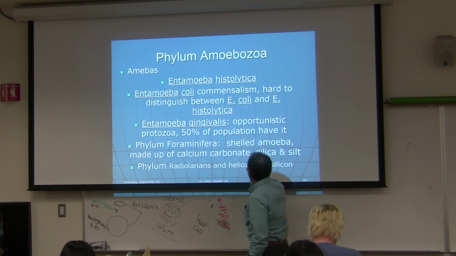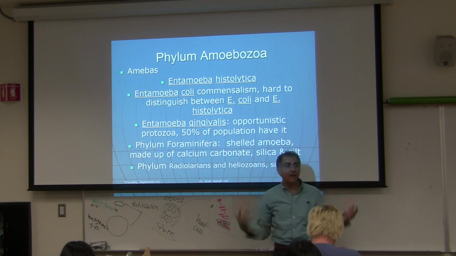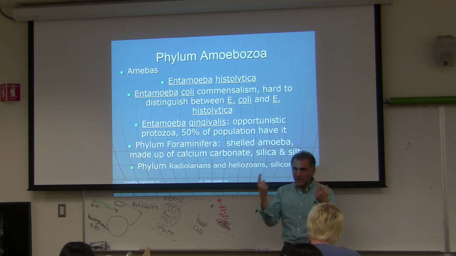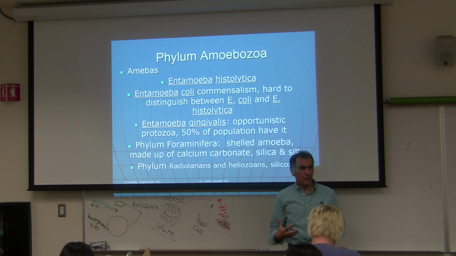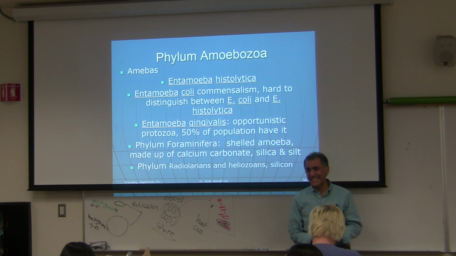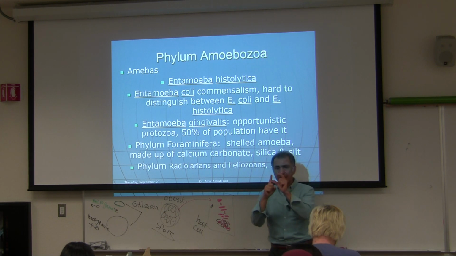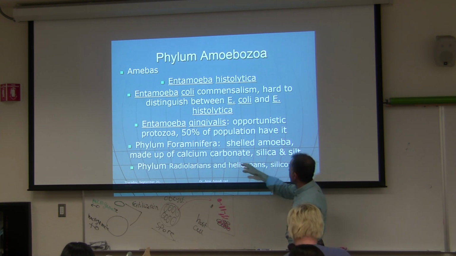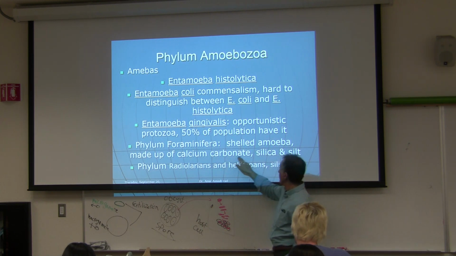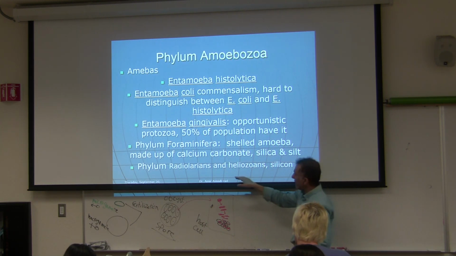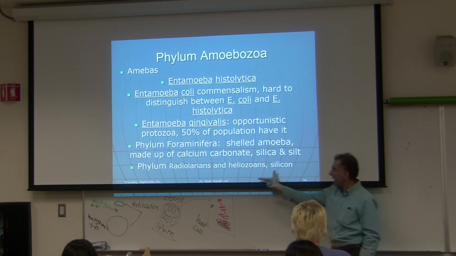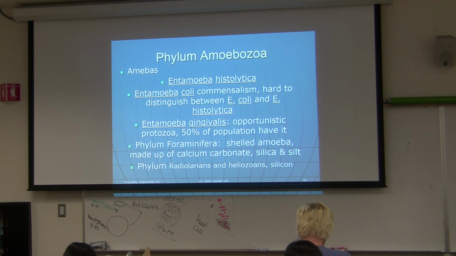Phylum Foraminifera. They're like clams, like snails. These one-celled organisms have a shell, and we call it a test, T-E-S-T. In the slides in the lab, you might see tests of foraminiferans. Test amoebas are made up of calcium carbonate, silica or silk, and then phylum Radiolaria and Heliozoa are made up of silicon. We do not have heliozoans. We have radiolarians and foraminiferans in the lab. Again, you should be able to distinguish them.